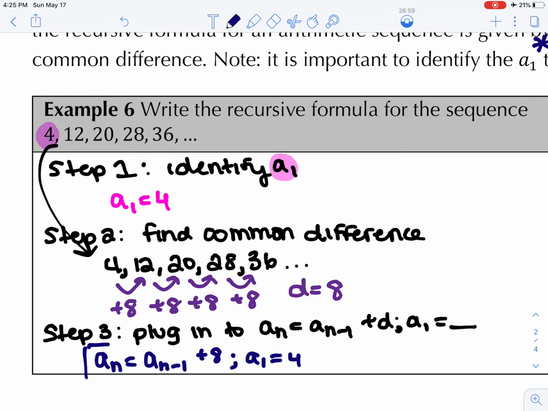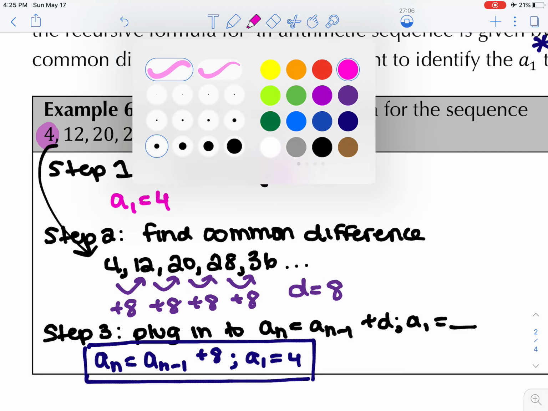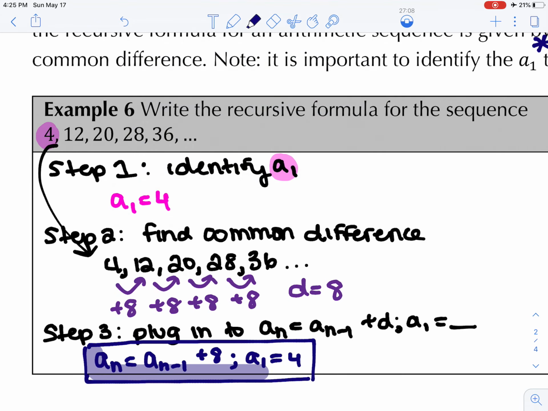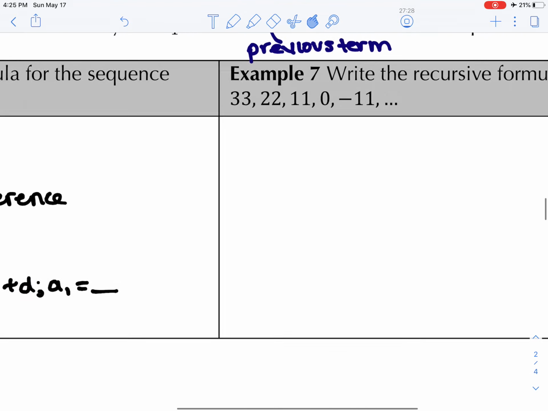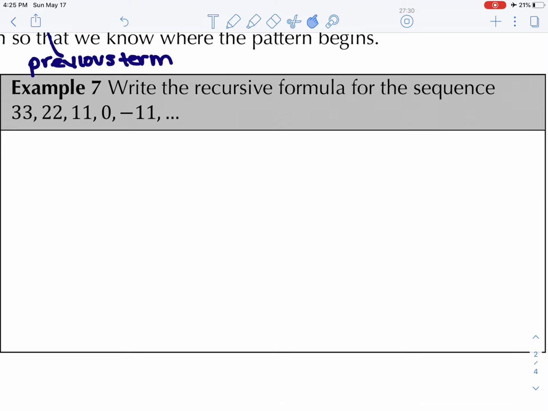You'll notice, just like in the explicit formula, our common difference and our a sub 1 are both used to communicate the formula, but they're used a little bit differently, right? Your common difference is added to every previous term, and then our first term is stated as a secondary fact, but it's very necessary to help us understand where this pattern begins. Okay, let's conclude this video with example 7.